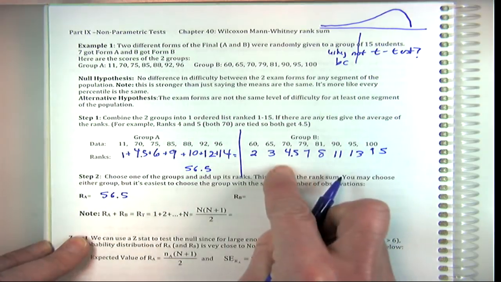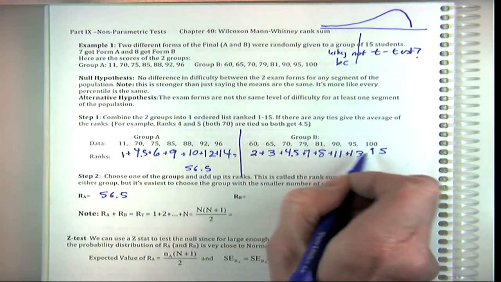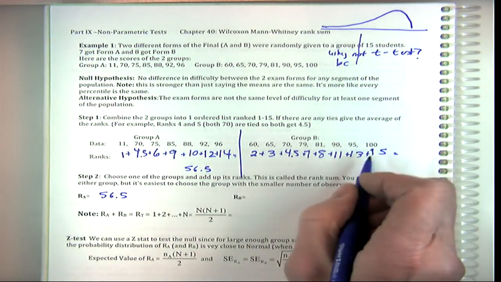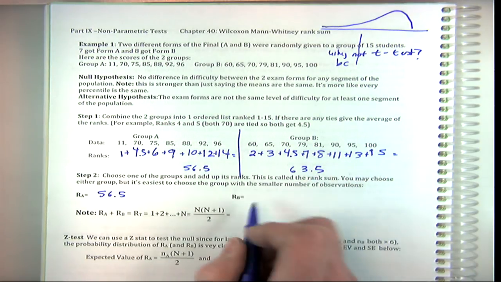But if I chose this one, what would we get? Let's just do it anyway, because you really should check both of them. And this one, when I did it, I got 63.5 for that one.